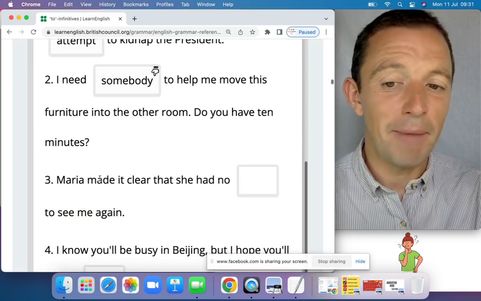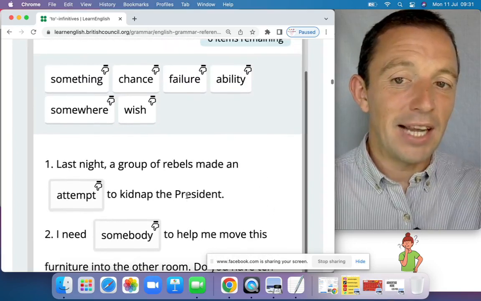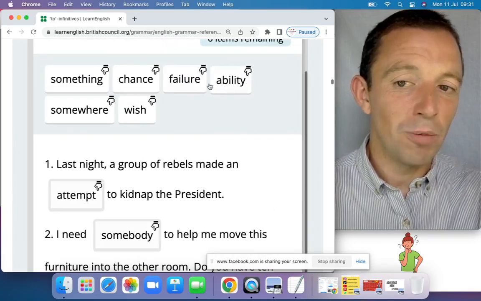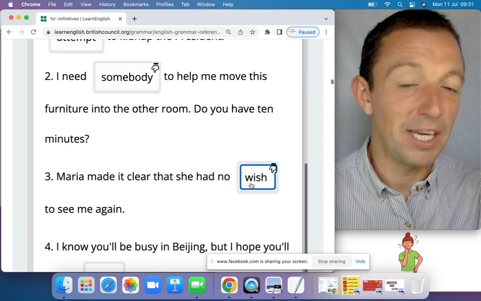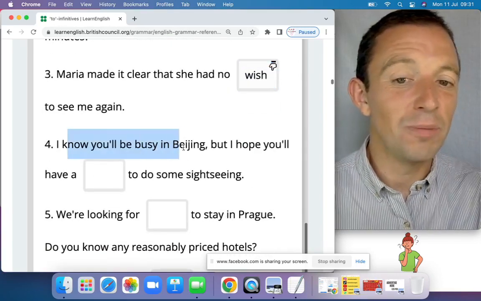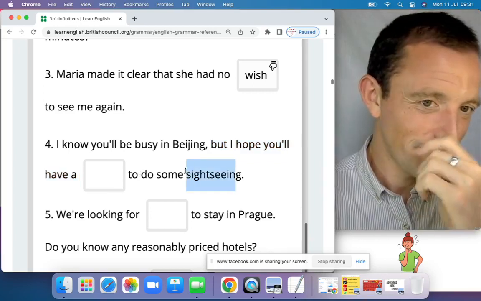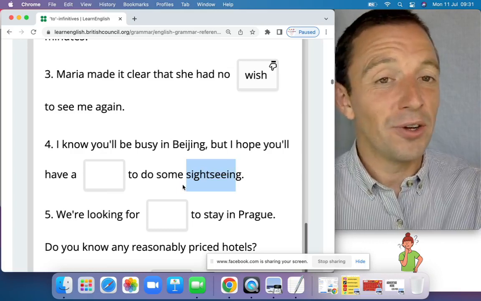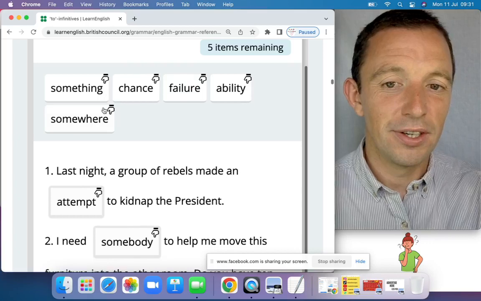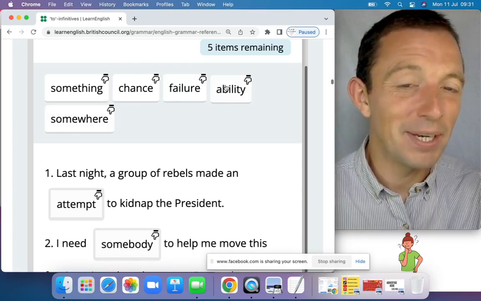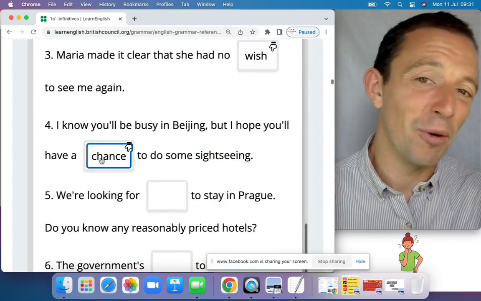Number 3, Maria made it clear that she had no something to see me again. No wish, no opportunity, no failure, no ability, no chance. She had no wish to see me again. She did not want to see me again. Number 4, I know you'll be busy in Beijing, but I hope you'll have a something to do sightseeing. Not an ability, because it's a vowel, so a chance. I hope you will have a chance to do some sightseeing.